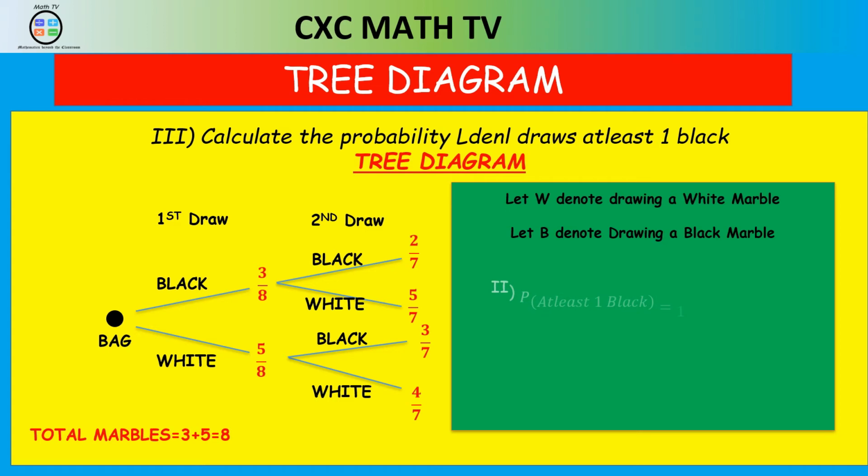If you find 1 minus no black, that would take away all the possibility of him not having any black at all. So the probability of getting at least one black is 1 minus no black, which would mean he draws 2 white. But we already found the probability of 2 white to be 5 out of 14. So 1 minus 5 over 14 is 9 out of 14. That would be the probability of at least one black.